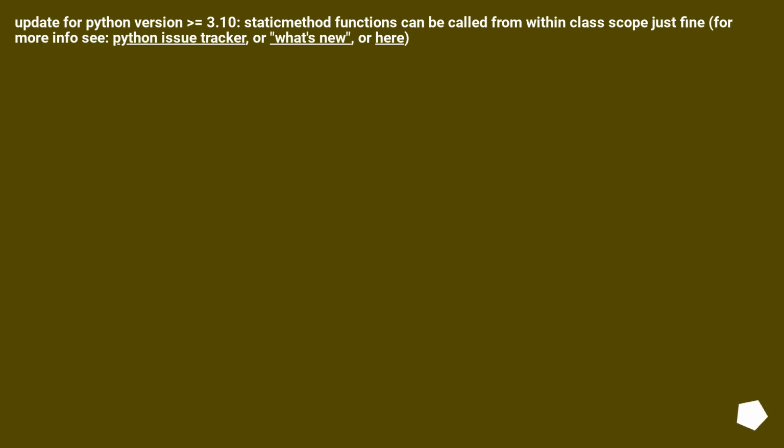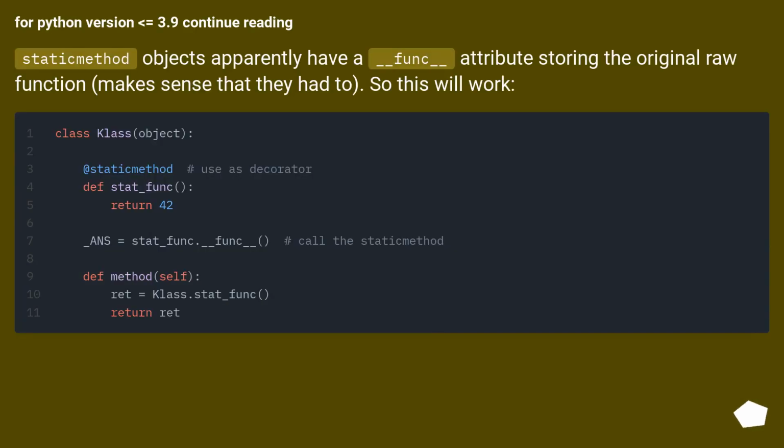Update for Python version greater than or equal to 3.10. Static method functions can be called from within class scope just fine. For more info, see the Python issue tracker or What's New, or here. For Python version lower than or equal to 3.9, continue reading.